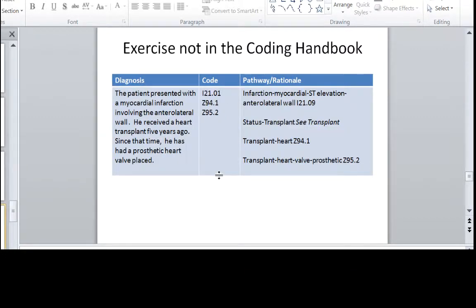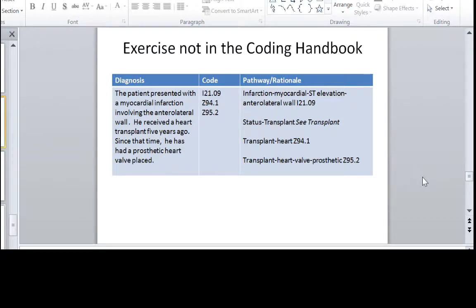Here's another exercise not in the coding handbook, dealing with transplants. The patient presented with a myocardial infarction involving the anterior lateral wall. He received a heart transplant 5 years ago. Since that time, he has had a prosthetic heart valve replaced. So the myocardial infarct of the anterior lateral wall is first.